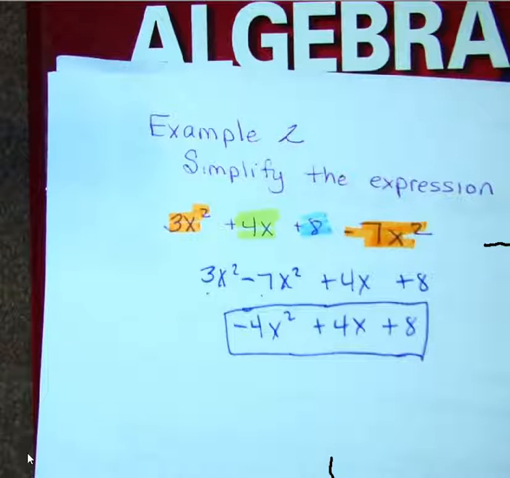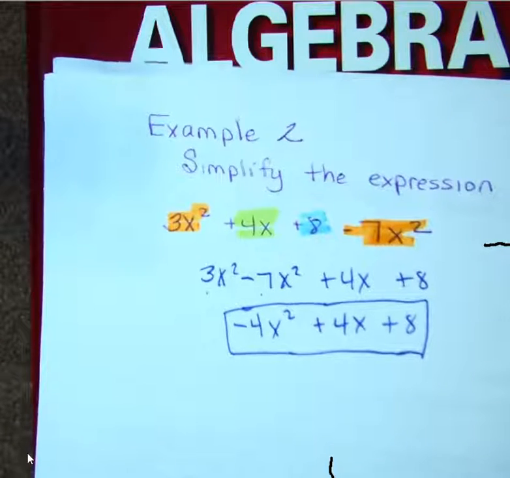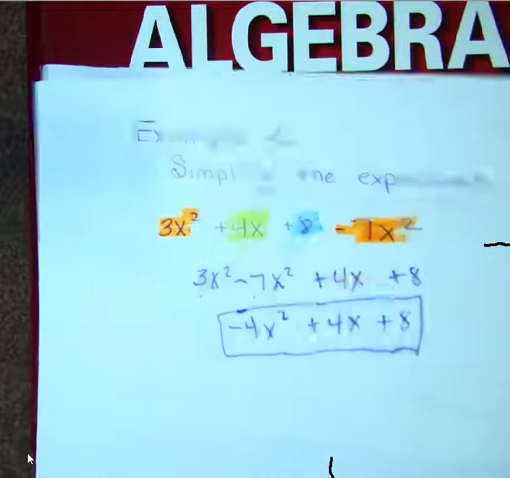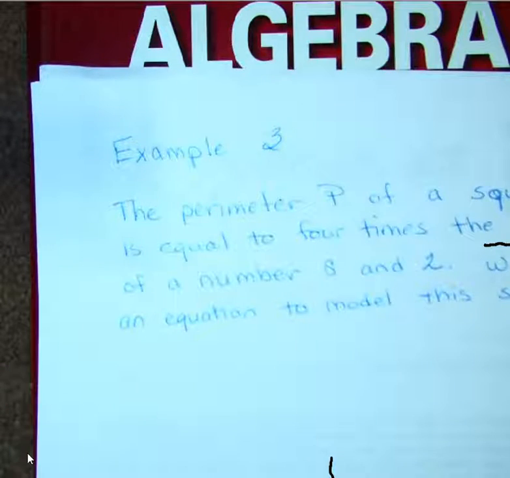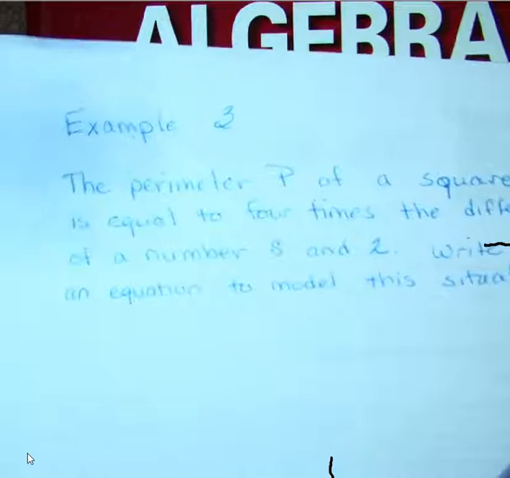All right? So whatever tool, whatever way, method, whatever you want to use, to put those together so that all of your like terms stay together. And all you're doing is adding and subtracting the coefficients. All right, so this next one.